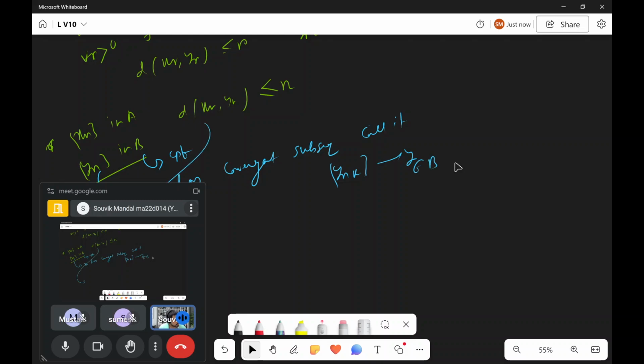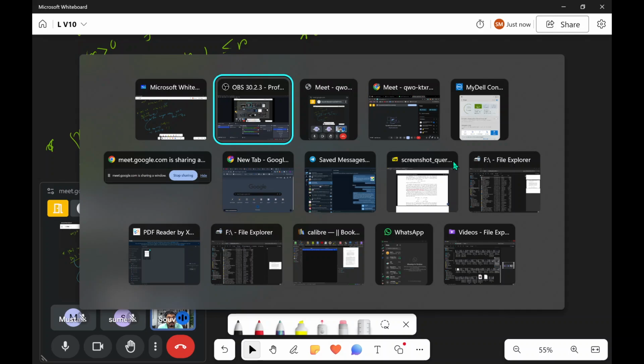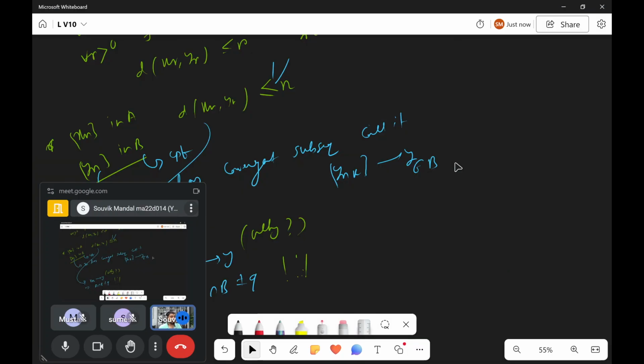Sorry, it should be 1 by n. This tells that xn also goes to y. Correct. So this implies that A intersection B is non-empty. So this is the contradiction. Why? Basically, I have done nothing but use the method of contradiction in order to show the intersection of A and B is not empty.